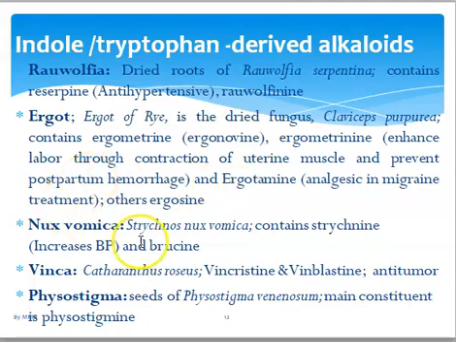We have Nux vomica, the Strychnos nux-vomica. This is the plant. It contains strychnine. It can be used to increase BP. Vinca, these are the Catharanthus roseus. These are the recent anti-cancers containing vincristine and vinblastine. These are anti-tumor. Physostigma, containing physostigmine.